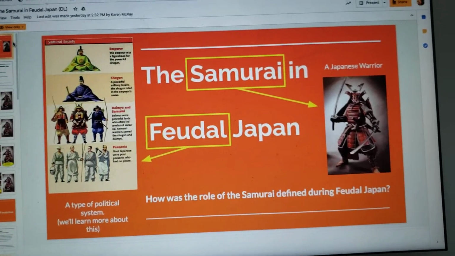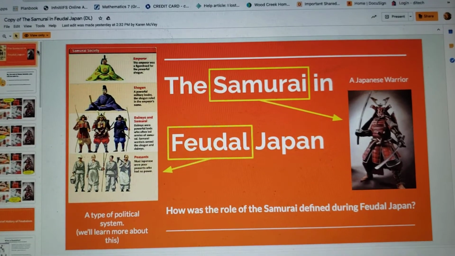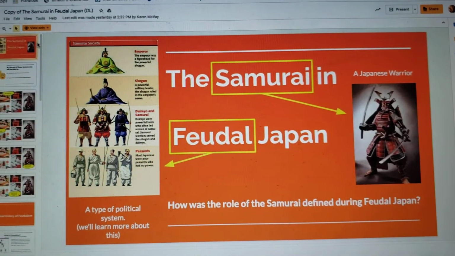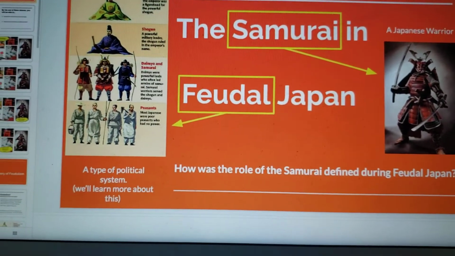All right, guys, these are the slides, and this is part one. Slide one, the samurai in feudal Japan. If you look carefully to the right over here, this is a Japanese warrior.